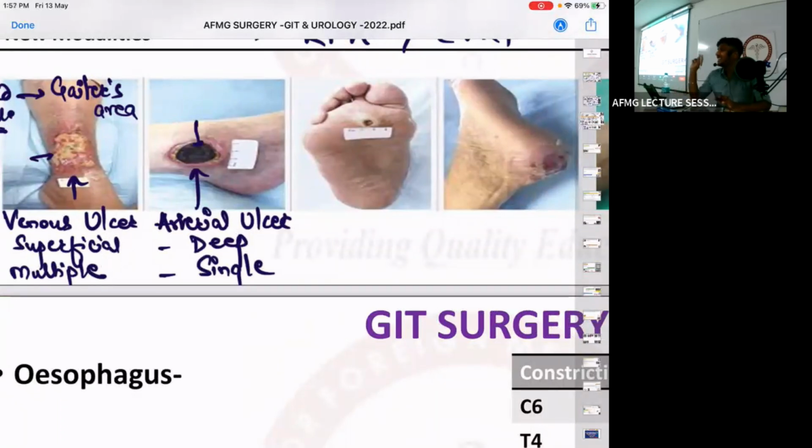This is how you have to differentiate. The venous ulcer image has come at least 3 times. Okay, and these small topics are easily missed. That is the reason you need to include these topics.